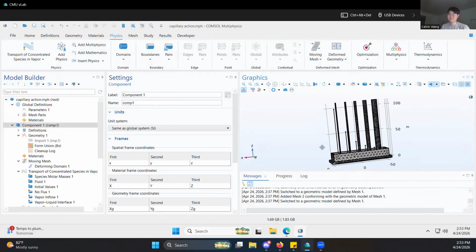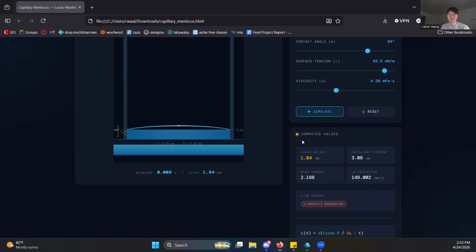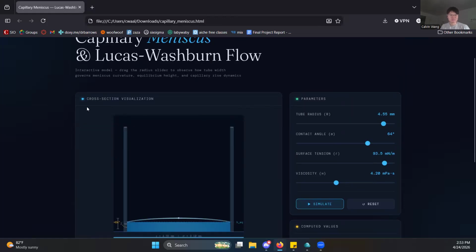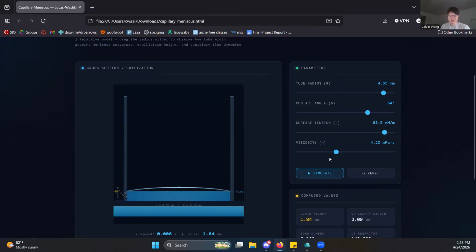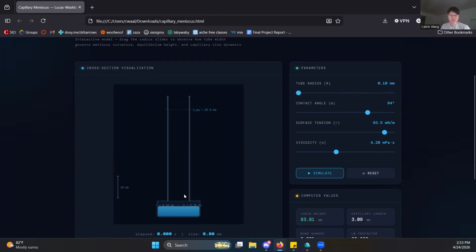I didn't manage to get this working, but I do have another simulation that has a pretty good image to get the idea across. This is made from Python on HTML. We can adjust things like the tube radius. This bottom here is our basin where our water would come from. This is the contact angle, which is the angle between the liquid-air interface, and this would be the surface tension per unit. And this is our viscosity.